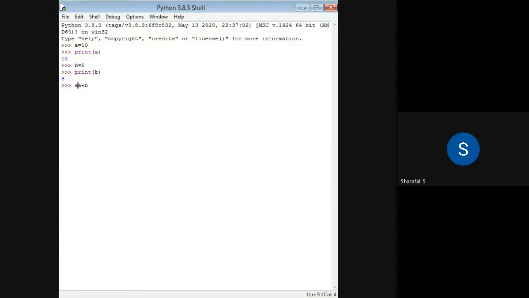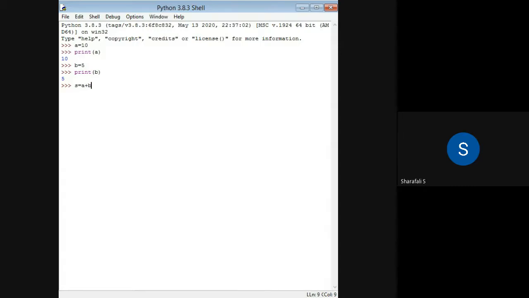So let us consider s equal to a plus b. So what will this do? This is again assigning the value of the right side to the left side variable. You can consider that s equal to a plus b means the operation of addition will be performed here, and the value will be assigned to the variable s.